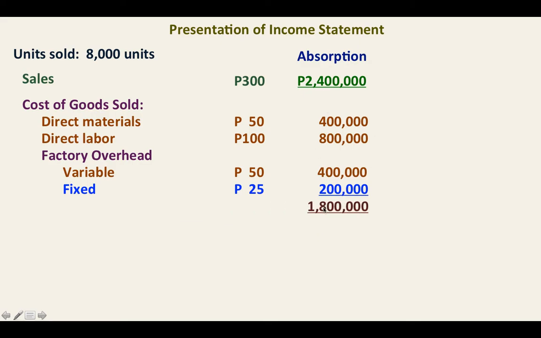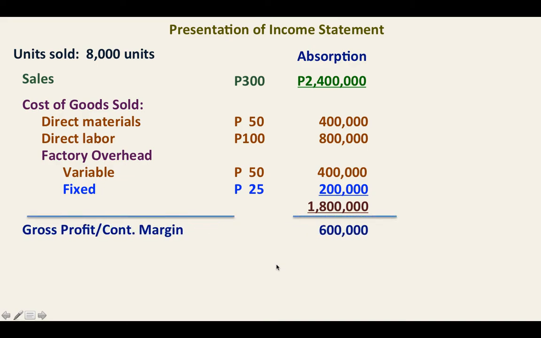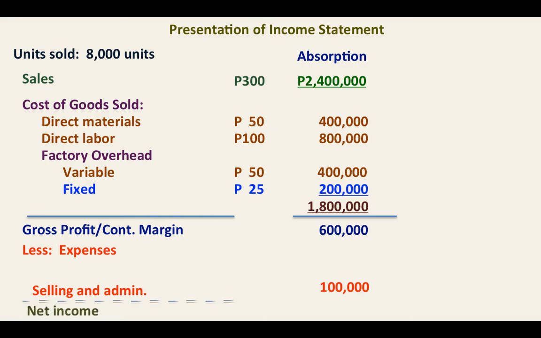So, sales less cost of goods sold will give you your gross profit. Okay? And then we will deduct the expenses. And we have the selling and admin of 100,000. Yun yung given. That will be your net income. Okay. So, under the regular way of presenting it, or the full costing or absorption costing, we have a net income of 500,000. If you will use the variable costing, okay, sales will remain the same.